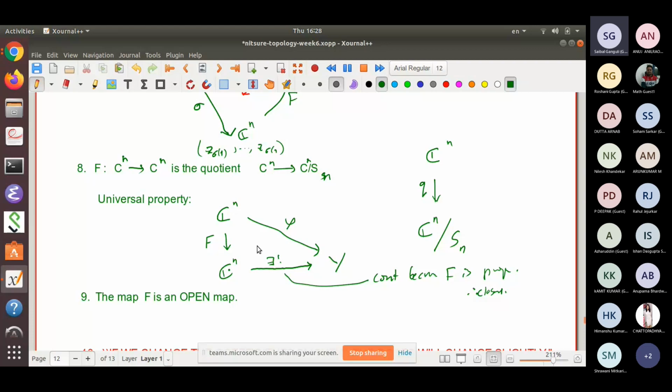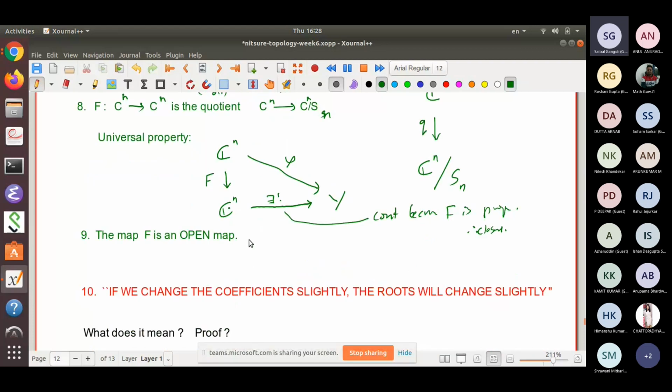Okay. Now, I will further say that F is an open map. It's not only a proper map, it's an open map. The reason is very simple. Any group quotient is open because, Roshni, pay attention, this uses your favorite concept, saturation.